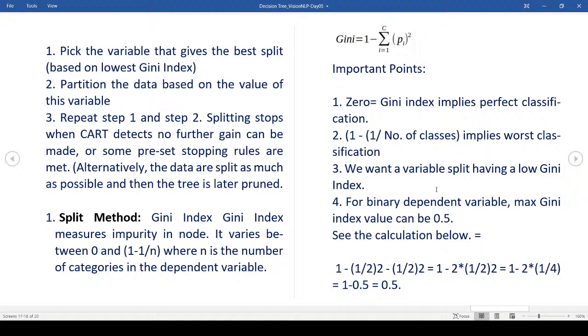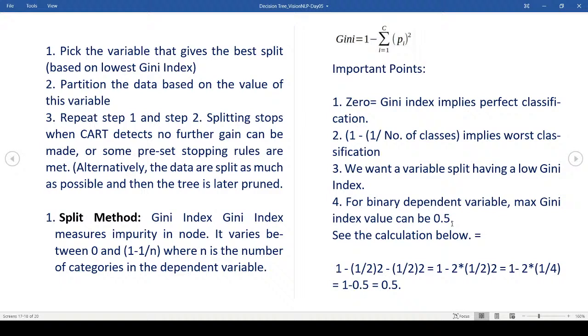The lower the Gini index you have, let's say 0, or maybe 0.1, 0.2, that means you're doing a good job. For a binary dependent variable, the maximum Gini index value can be 0.5. So if you are doing a binary classification problem, it shouldn't be more than 0.5. If it is 0.5, that means you are doing a good job, and your model is performing really well.